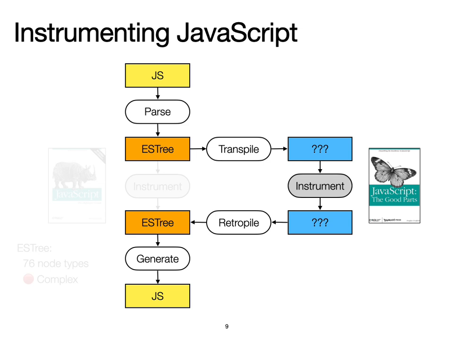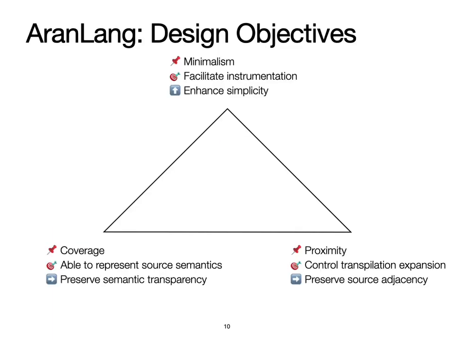To solve this issue, we propose a detour in the instrumentation pipeline. Rather than instrumenting JavaScript, we propose to instrument a minimal variant instead. The research question of this first part is about defining this intermediate representation to alleviate effort while preserving the strength of source instrumentation. My minimal variant of JavaScript is named AranLang. When I designed this language, I followed three main objectives.